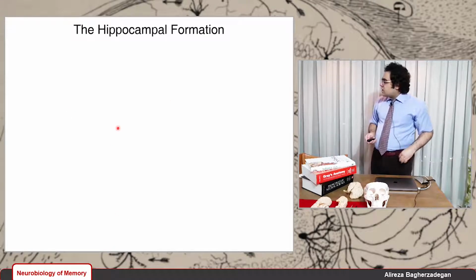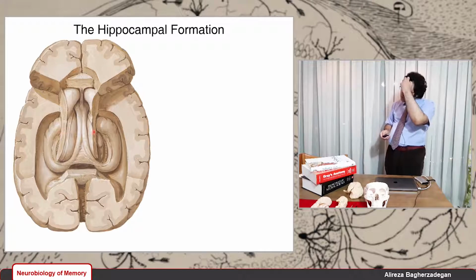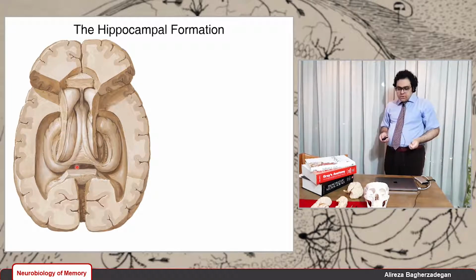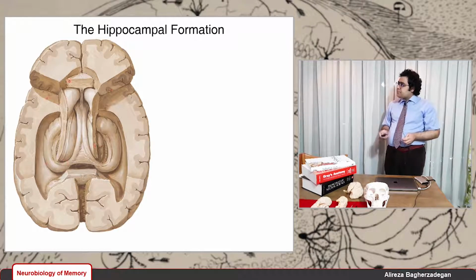Okay, now let's talk more about it. So this is another view. Many of these drawings are from the book called The Atlas of Human Anatomy, by Professor Frank Netter, a wonderful anatomist and physician. So let's get to this.